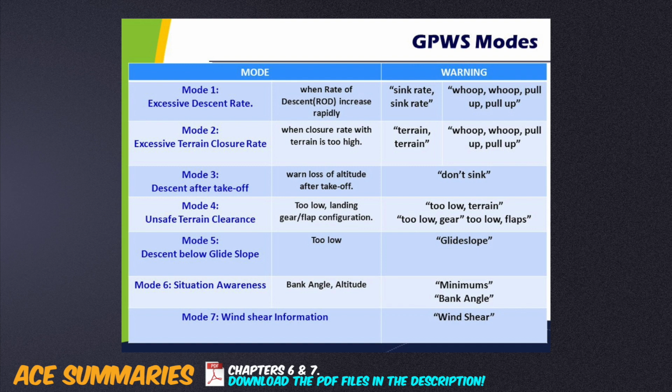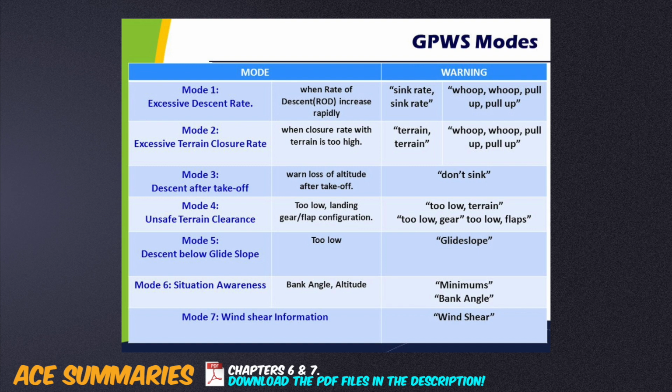The GPWS modes are referred to by their number. Number 1, excessive barometric rate of descent. Number 2, terrain closure. Number 3, sinking flight path after takeoff or go around. Number 4, gear or flap not selected. Number 5, ILS glide slope deviation. Number 6, approach minima.